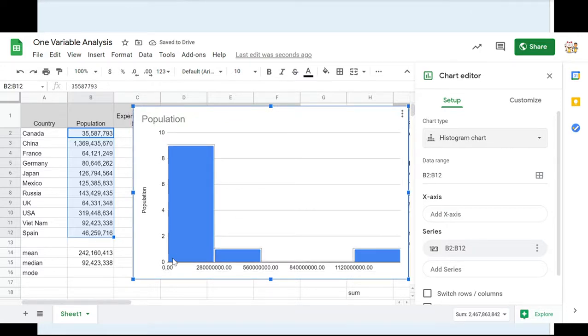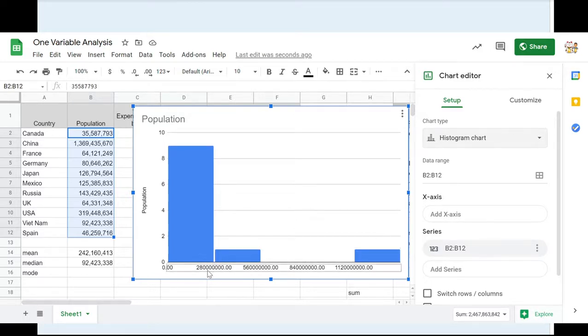Right? So I have 0 to, I think it is 280 million, then 280 million to 560 million, and then there's some gaps here, right? So that's pretty spaced out. We can definitely see which one occurs the most, or which interval occurs the most. But the thing is, when you're dealing with histograms, you want to make sure that the number of intervals that we're looking at is usually around 10 intervals, which tends to be a good representation.